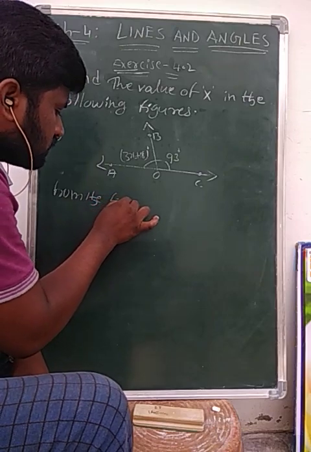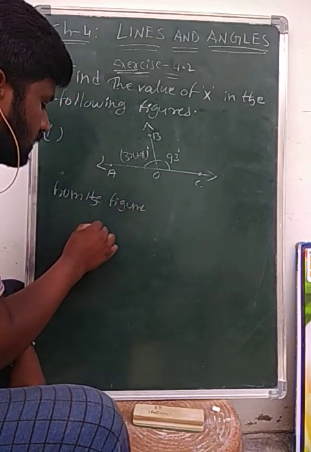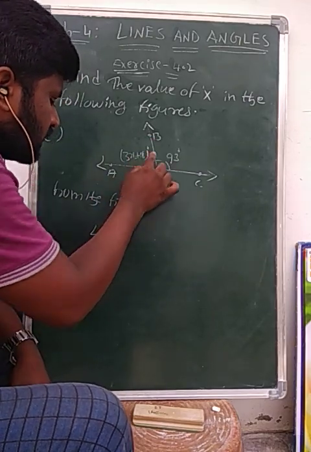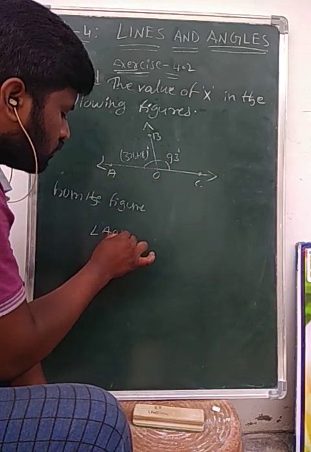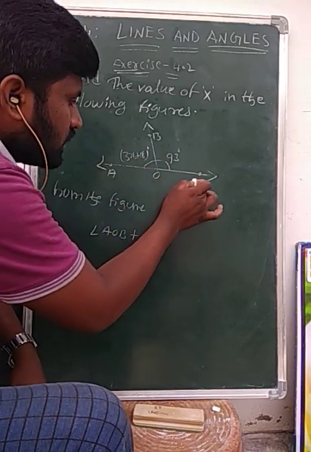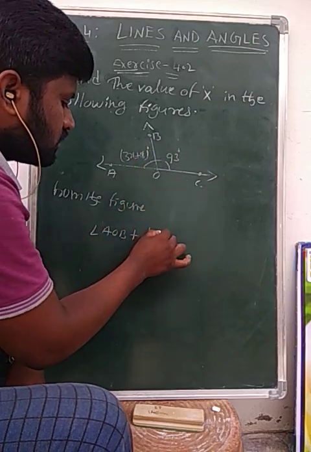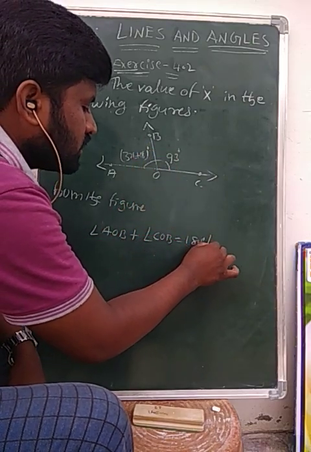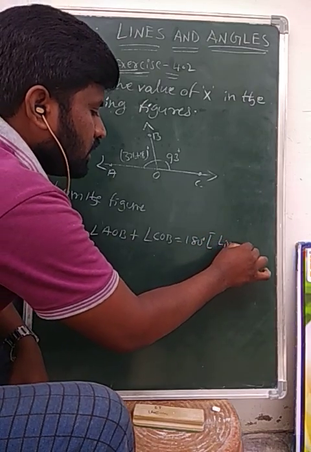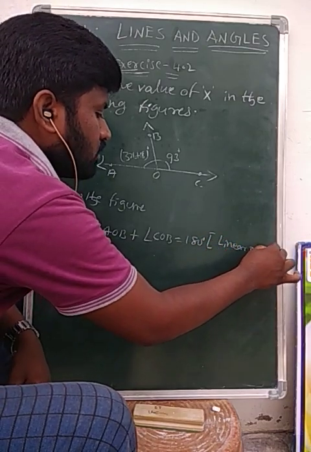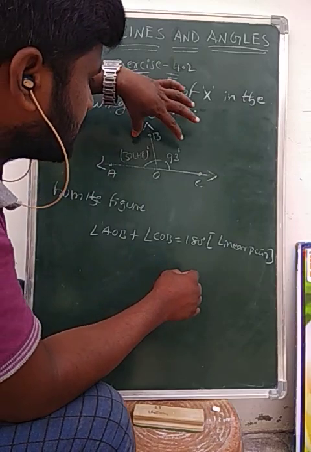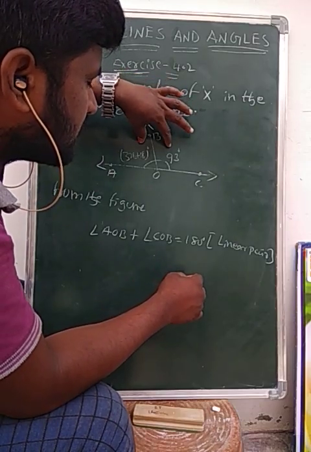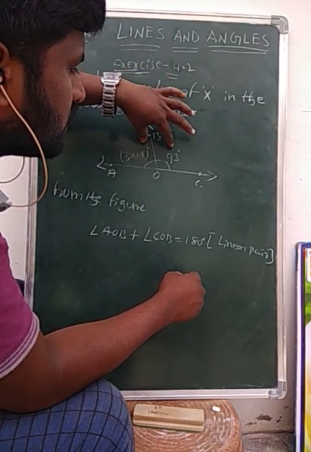So from the figure we can write, angle AOB plus angle COB equals 180 degrees, that is what? Linear pair. Yes, the sum of the measure of two adjacent angles is equal to 180 degrees.